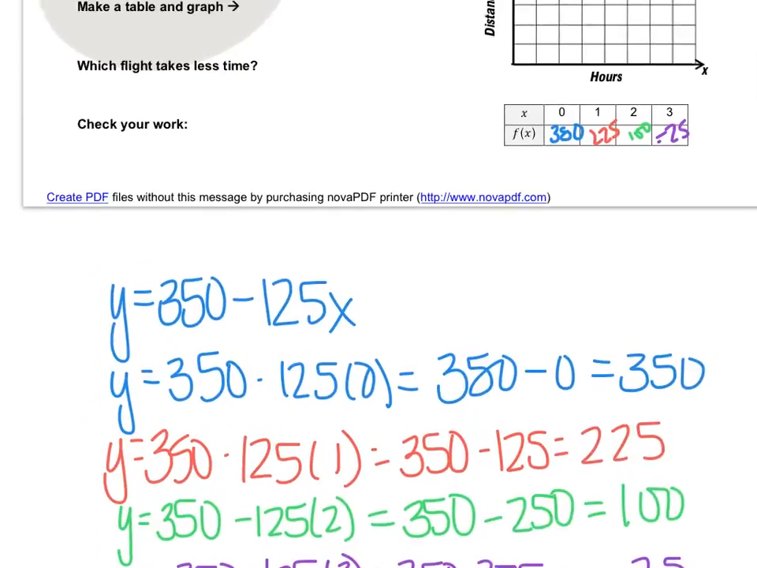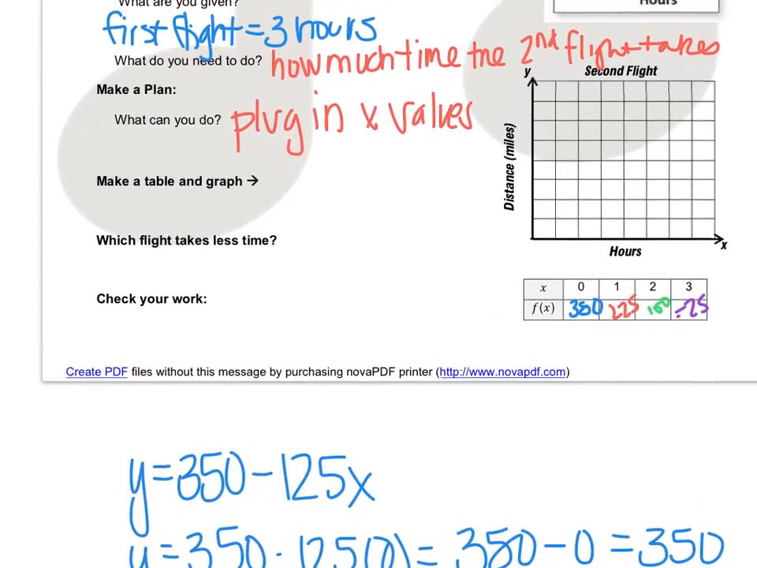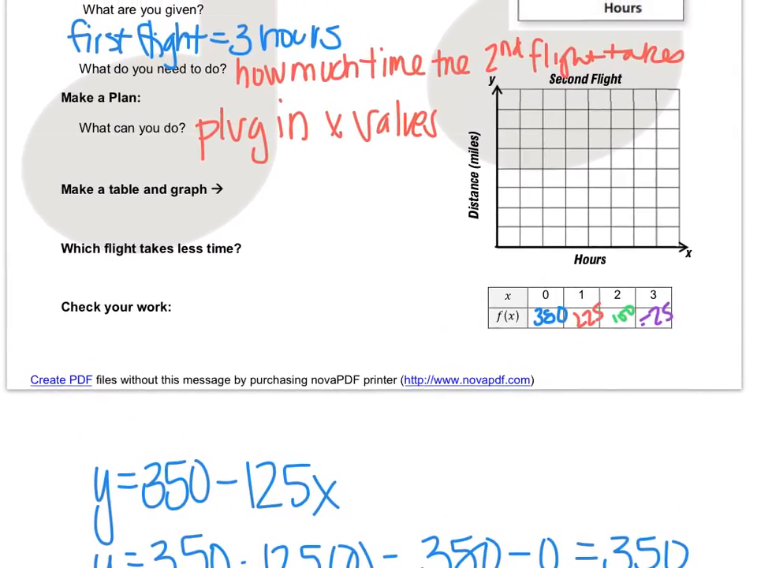So the question asks us, which trip took less time? Well, that's kind of easy to figure out. We know the second trip took less time because after 3 hours, we'd been home already. We could have gone 25 miles further.